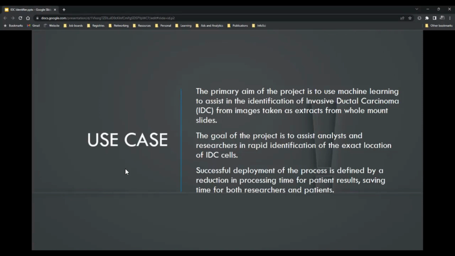The successful deployment of the process is we want to increase the speed at which researchers can work through both analysis time and response time back to the patient. The process is successful by speed. Success of the project is defined by that speed. Recaptured time is the measure of our success.